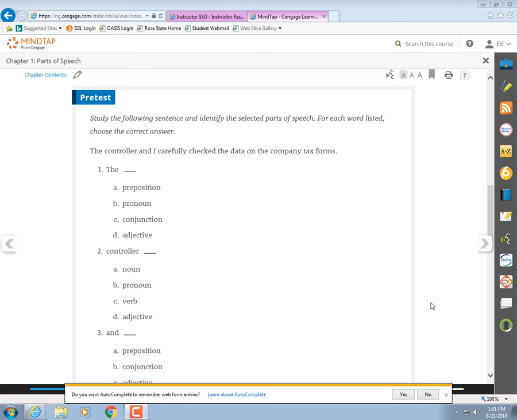So the is an adjective, letter D. Number 2, controller is it doesn't say subject down here, it does say noun. So noun is your subject, controller, letter A, and is a conjunction, letter B.